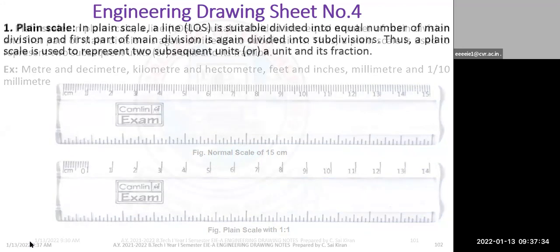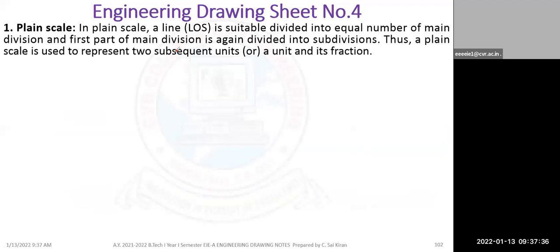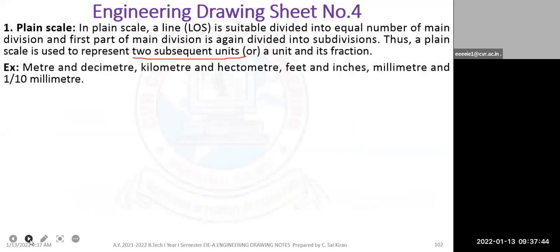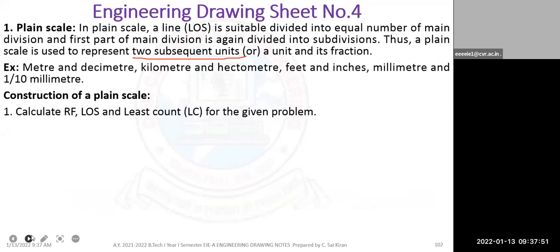Yeah. So already we discussed what is a plane scale. It consists of two subsequent units. And now we learn how to construct a plane scale. There are a few steps to construct a plane scale. The first step is to calculate RF, whether it is 1:1, 1:2, or 2:1. Next you have to calculate the length of scale. Length of scale equals RF into maximum distance. If you multiply RF into maximum distance, then you will get LOS.